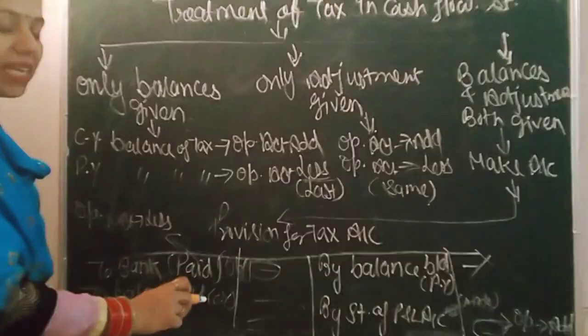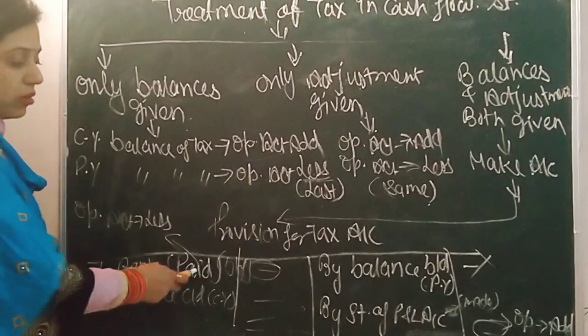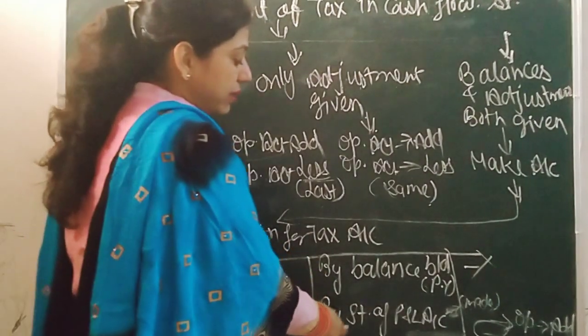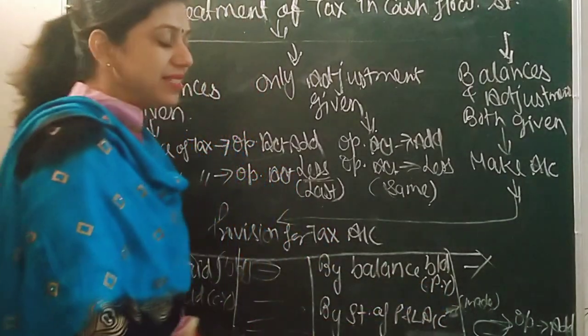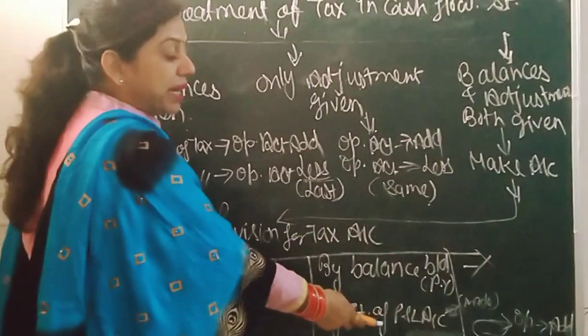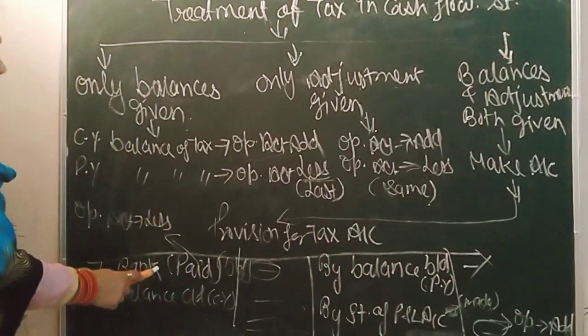And if paid is given in the adjustment, then we will write it on the debit side to bank account, and the balance we will get by statement of profit and loss account, made. So balances can be paid or made. If made is given, then the balance should be paid. If paid is given, then the balance should be made.